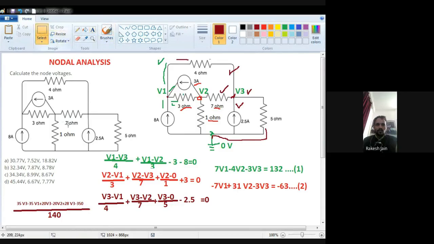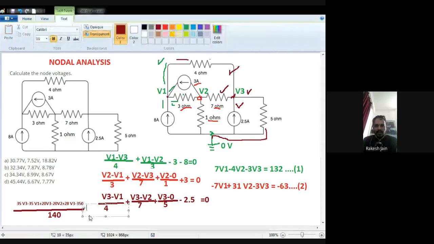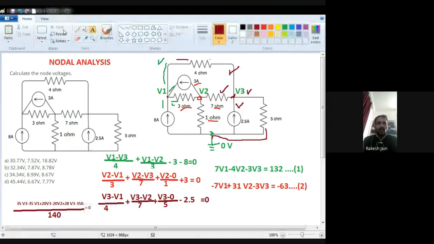Now that is equal to 0, because at the right hand side I have a 0, that's why there is no meaning to write down this denominator term 140, because it will be multiplied with 0 and again it will be 0, okay. So now what is my solution?